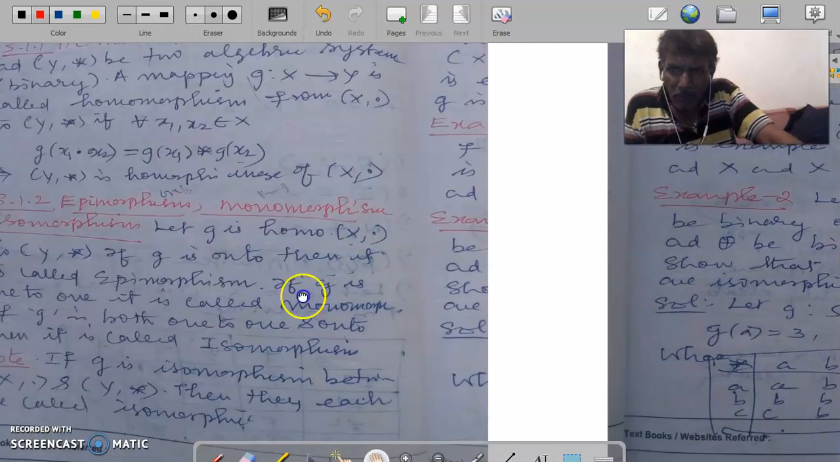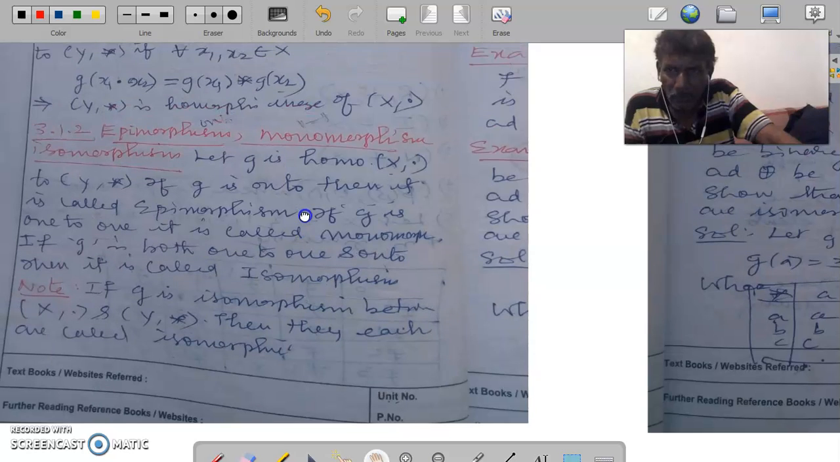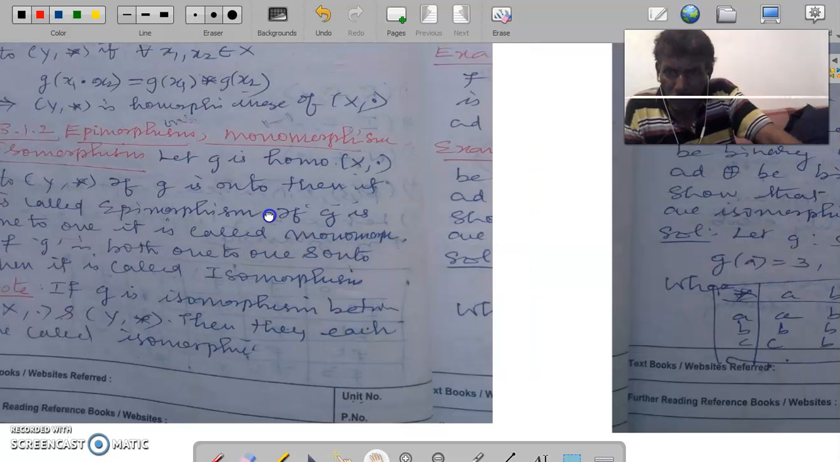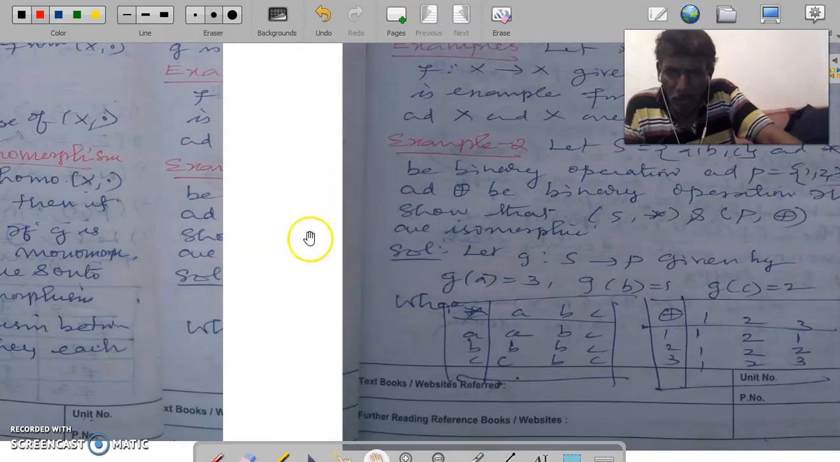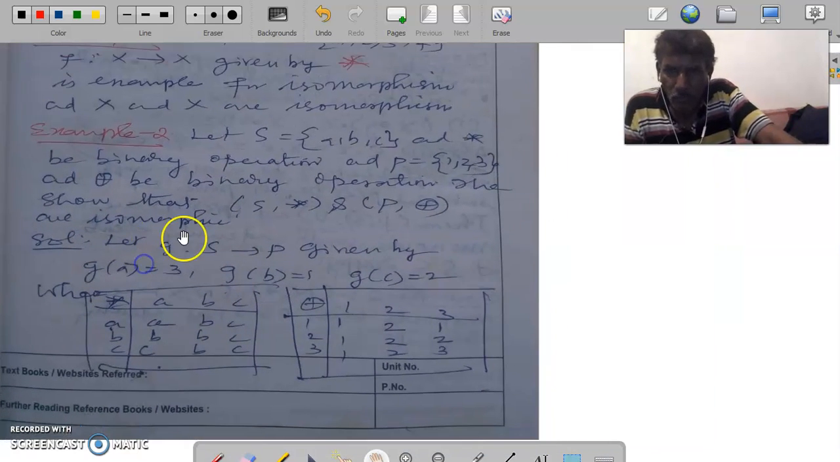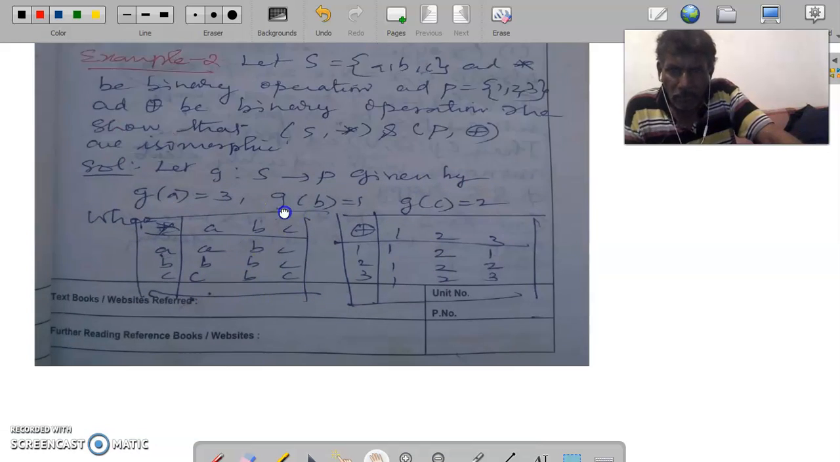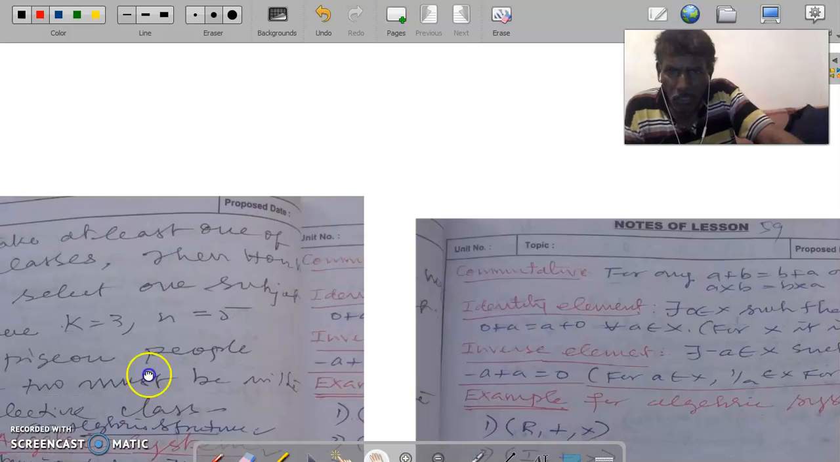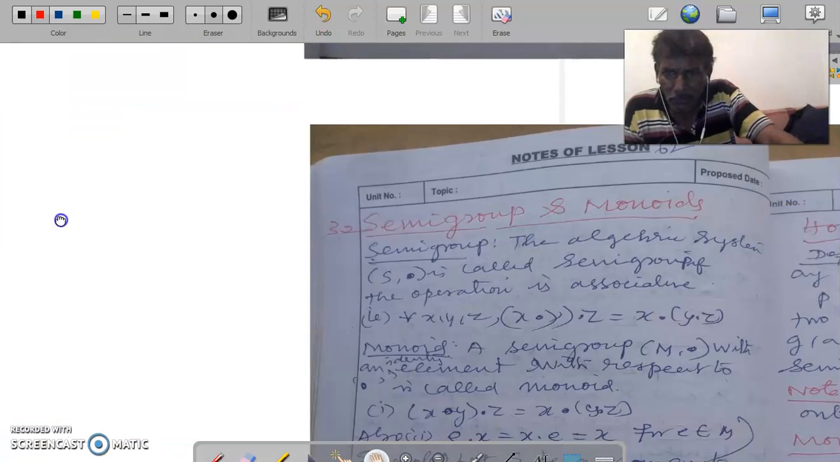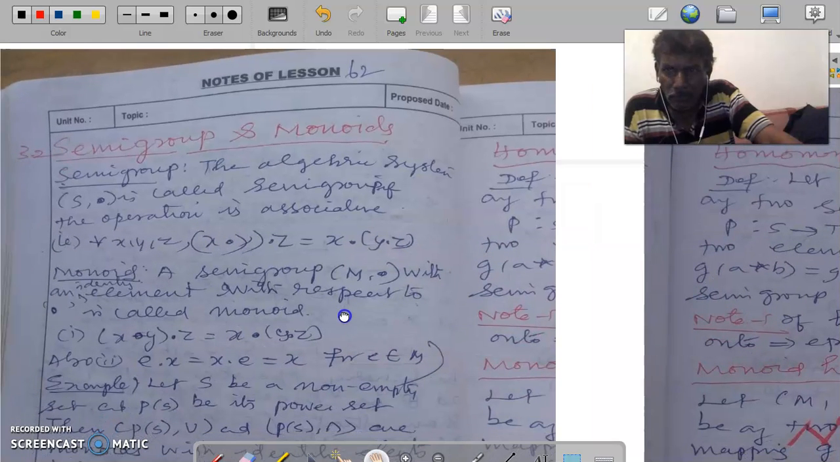Isomorphism means what I told you just before, that it is both one-to-one and onto. So the graph or the matrix or the function from S to P defined between the two sets S and P is called an isomorphism. Now let us have a continuation of this, and that comes here in this page.